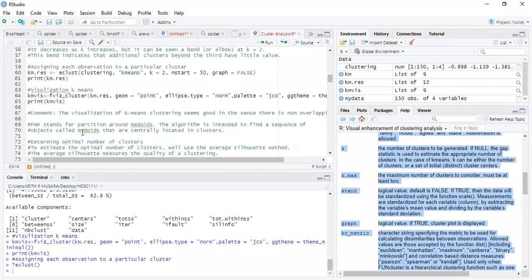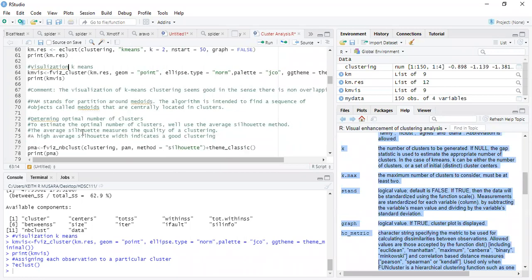Any other question on k-means? Right. Let's look now at what is called PAM, which stands for partitioning around medoids. That's another method for clustering, which falls under non-hierarchical clustering. The algorithm intends to find a sequence of objects called medoids that are centrally located in a cluster. So we're mainly looking at observations that are centrally located in clusters. That's the PAM method.